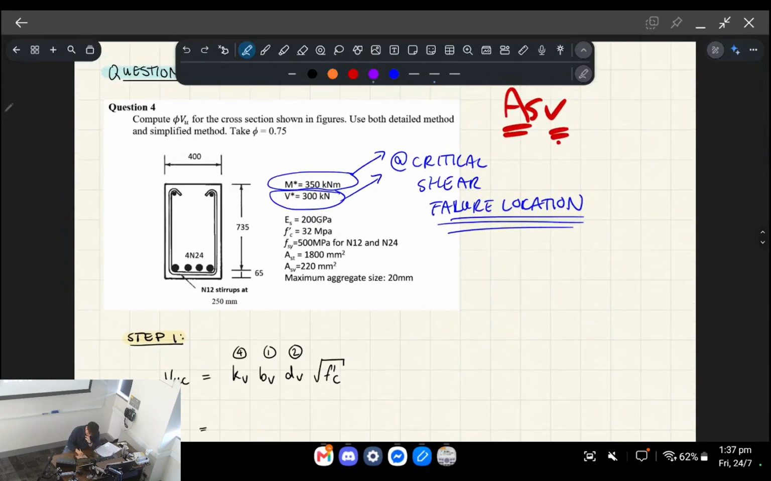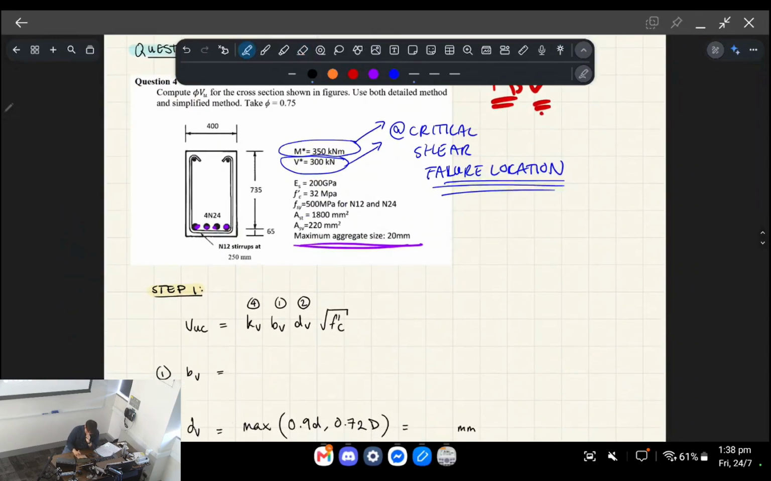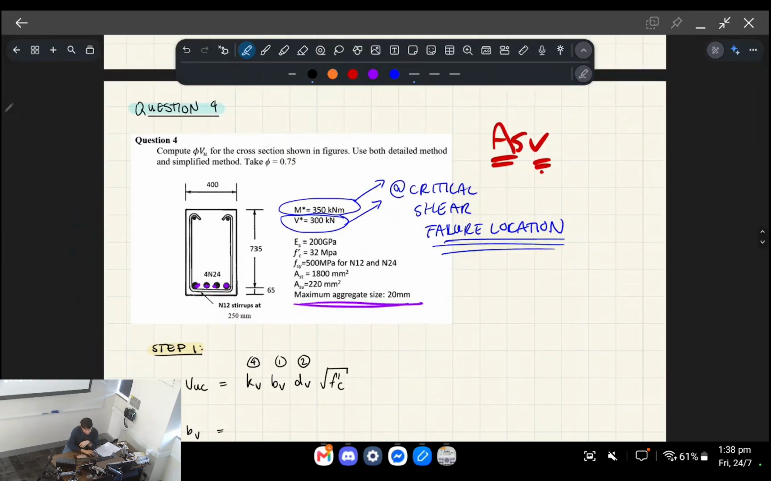We're also given some material properties such as the stiffness of the steel, the compressive strength of the concrete, as well as the yield strength of the tensile steel and the shear bars, okay? So that's 500 and 500. And we're also given the max aggregate size, but I don't think we use that in this question. Okay, so let's go through everything step by step.